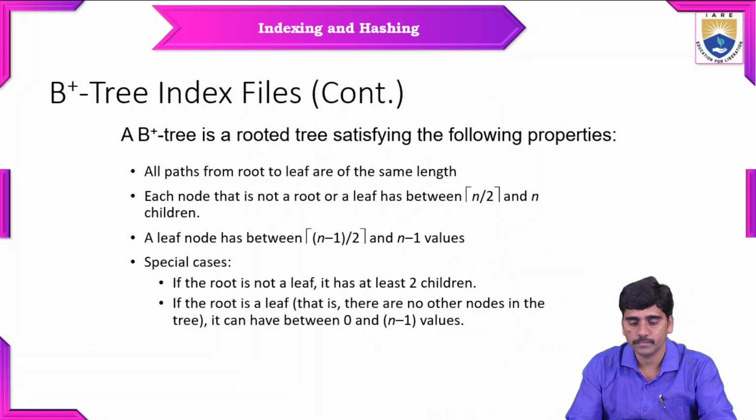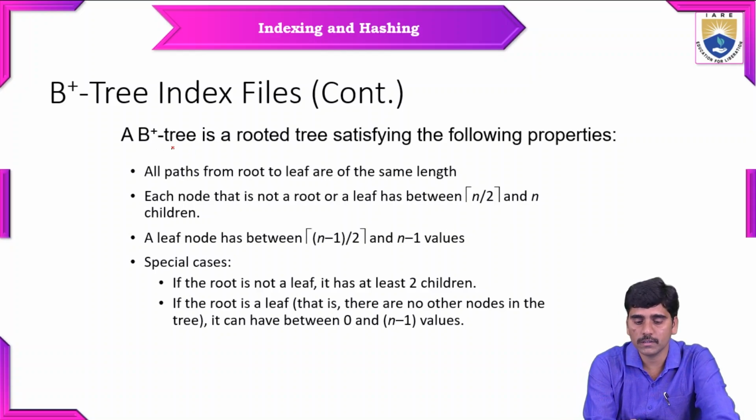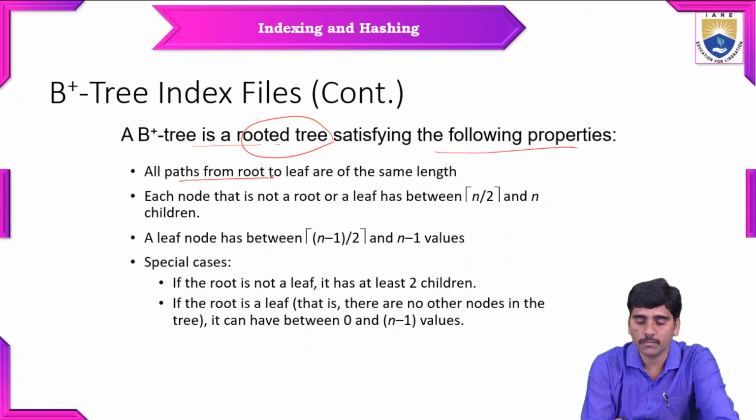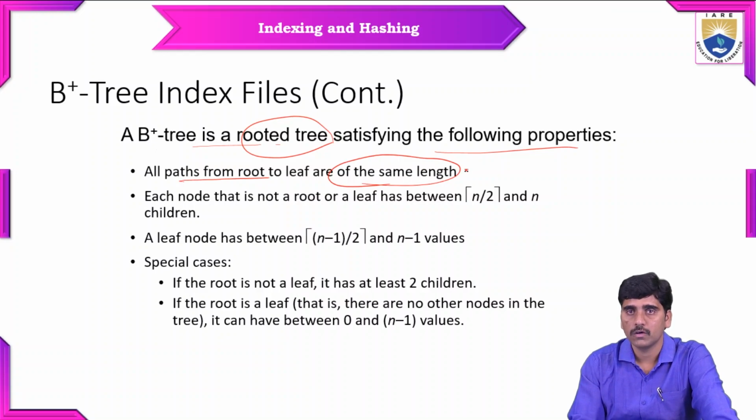B plus tree is also one mechanism to introduce such an indexing mechanism. A B plus tree is a rooted tree satisfying the following properties. All paths from root to leaf are of the same length.